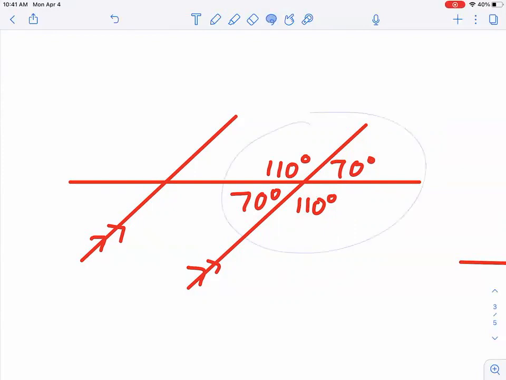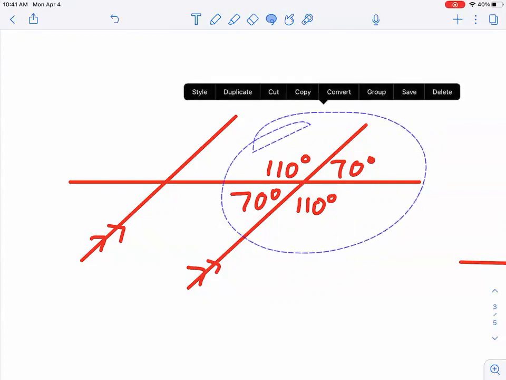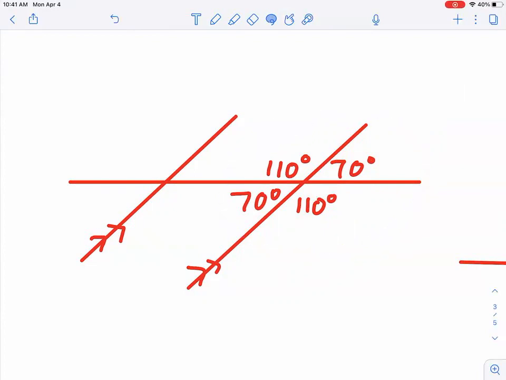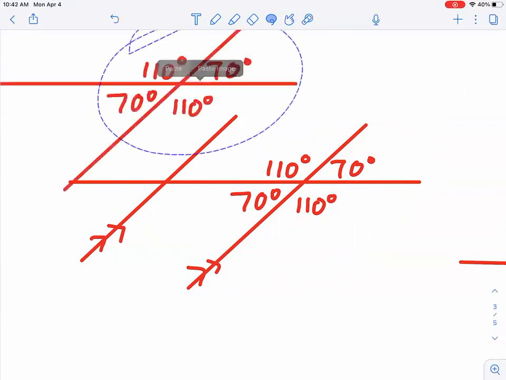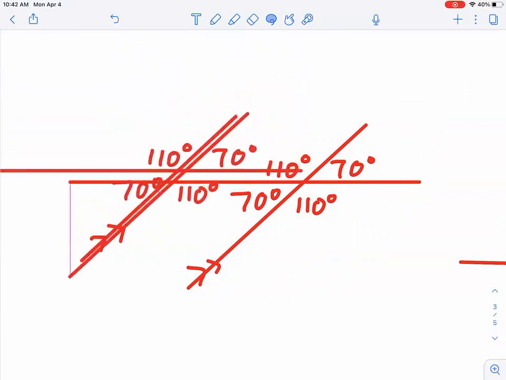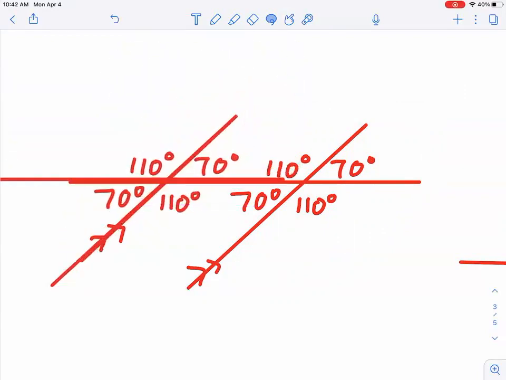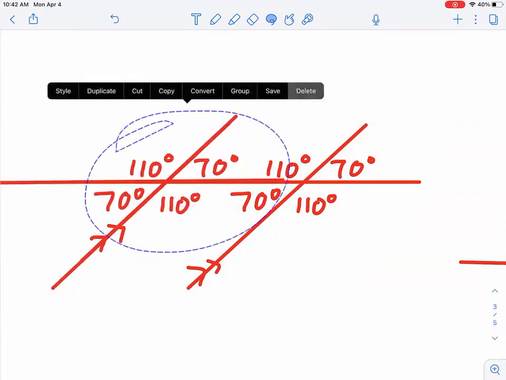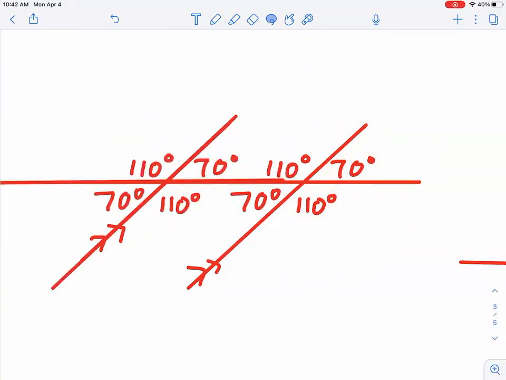And so now I have this big pair of angles. Okay, so once I know that one angle, I then can find all of those others. All right, any questions on that?